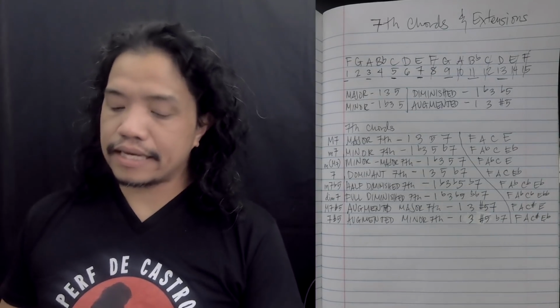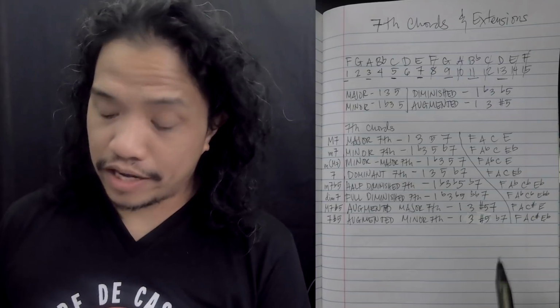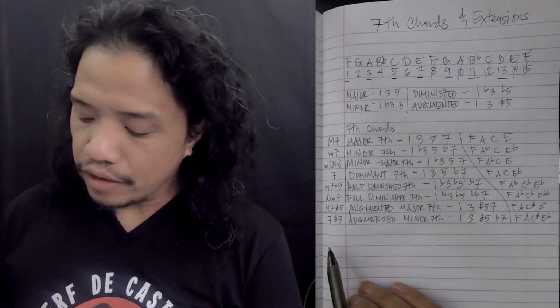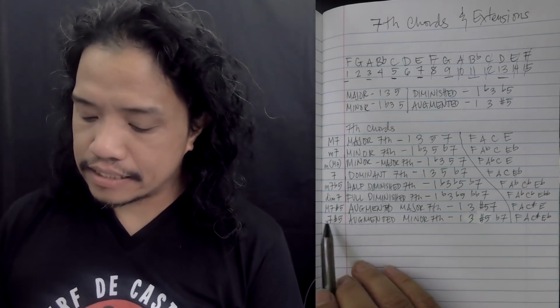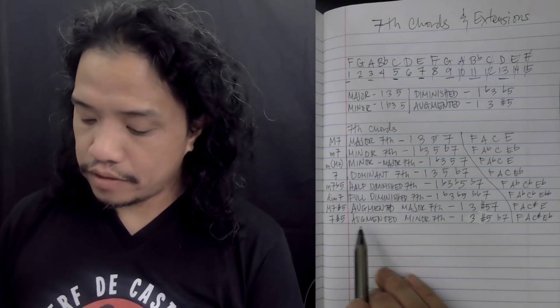Let's do another one. Let's say an F13 sharp 5. So we'll take our last 7th chord with a sharp 5.